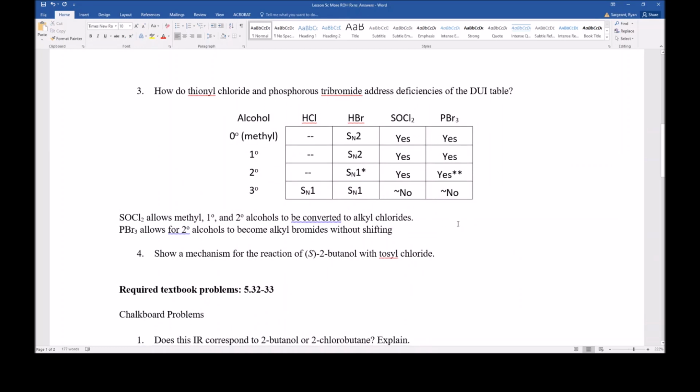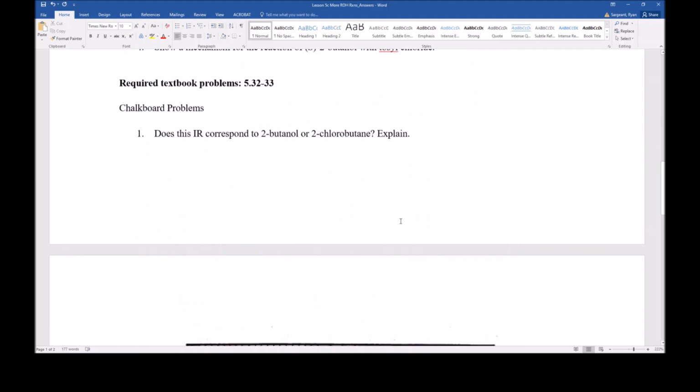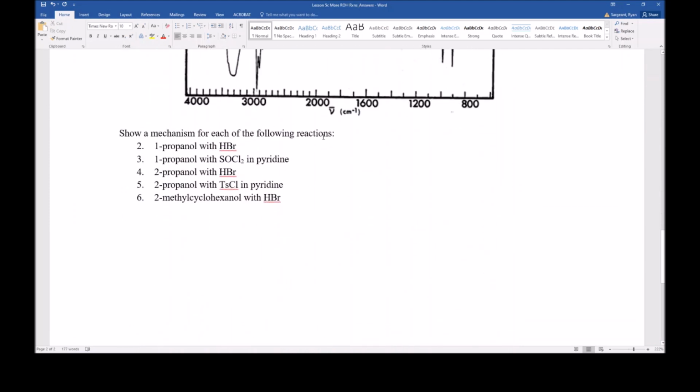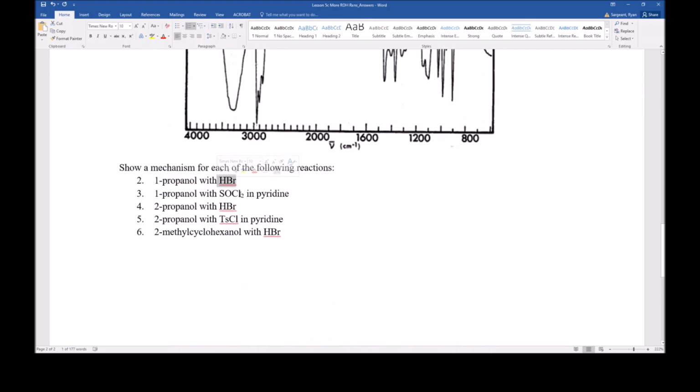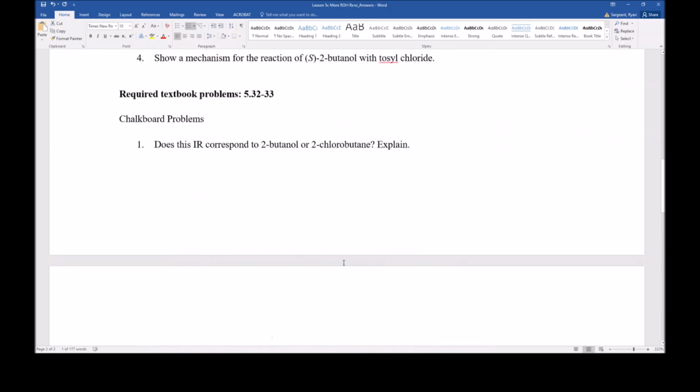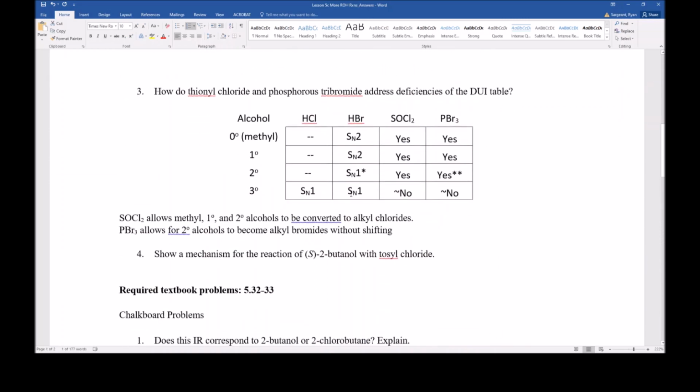And on the chalkboard problems associated with this assignment, you'll notice I'm going to ask you for a bunch of mechanisms. You don't need to draw those out. And I would encourage you, before you start that mechanism, to identify if the alcohol is primary, secondary, or tertiary, and then identify the reagent that you're adding it to, SOCl2, HBr, TsCl, we'll talk about that in a second. And then first identify, well, what's the mechanism that the DUI table should tell me?